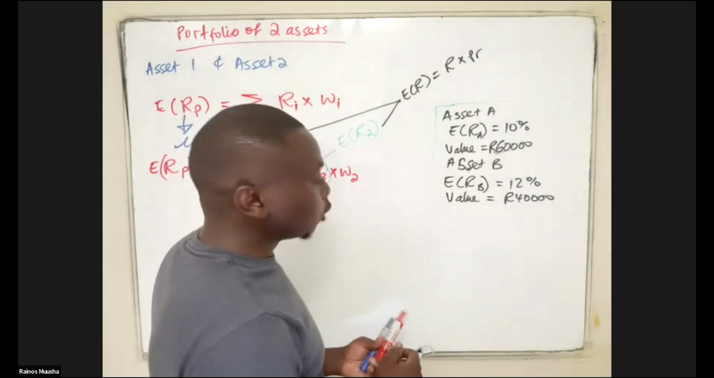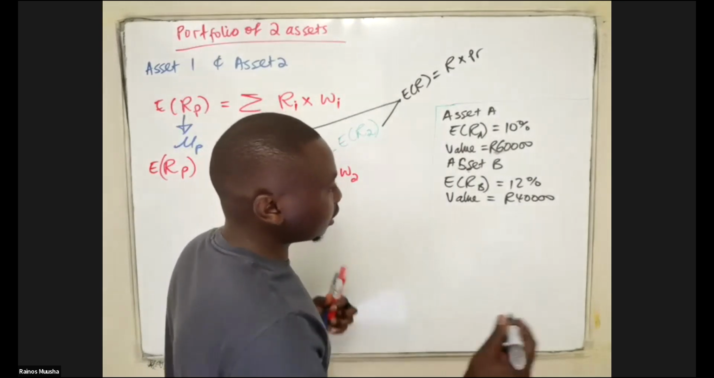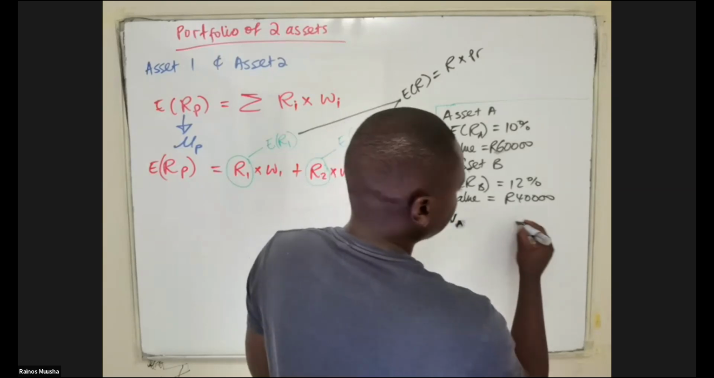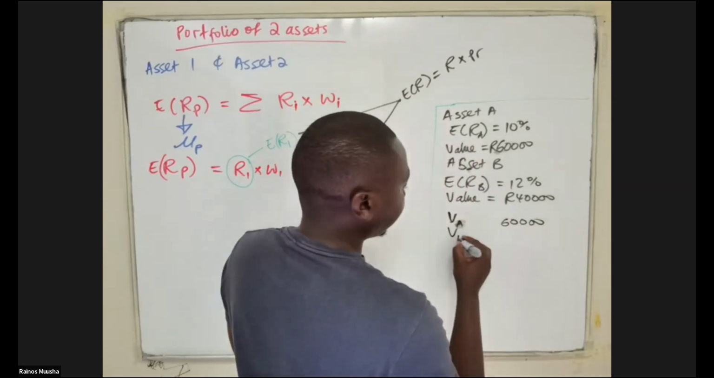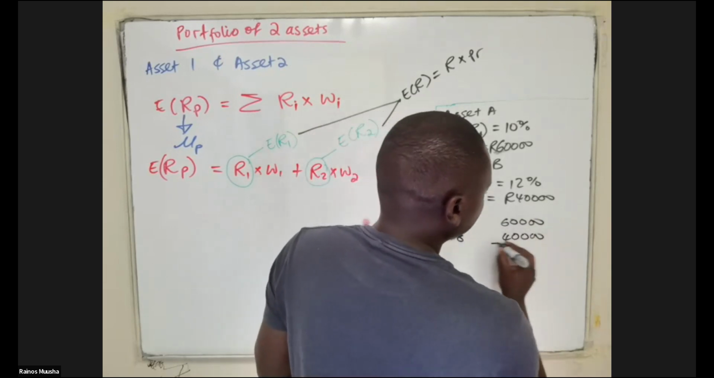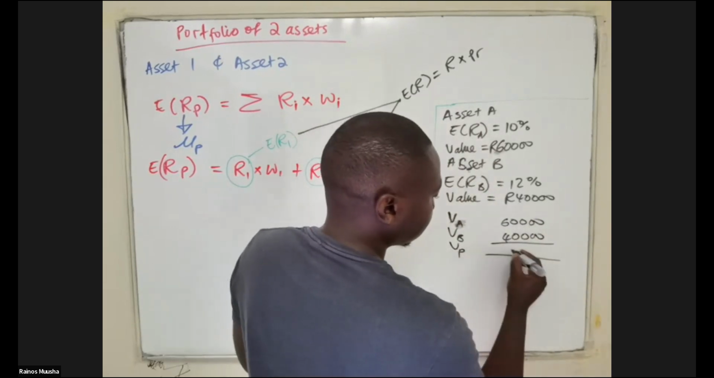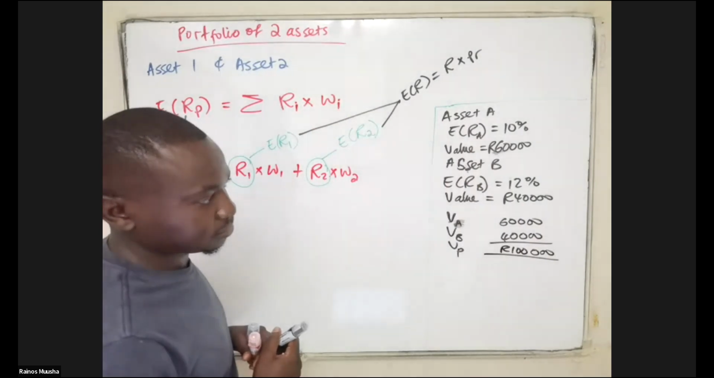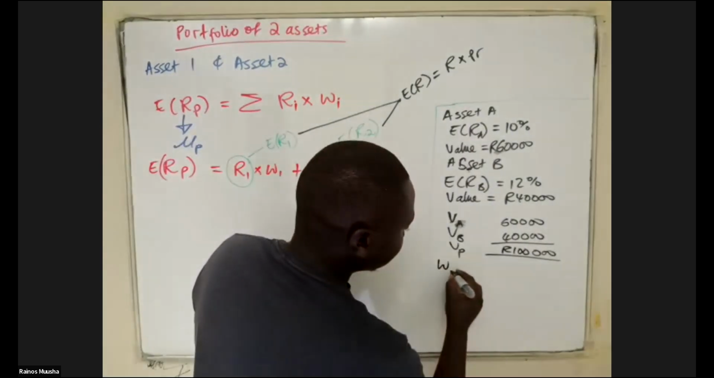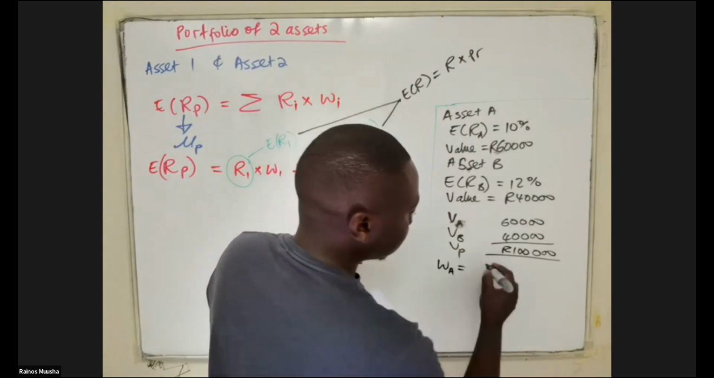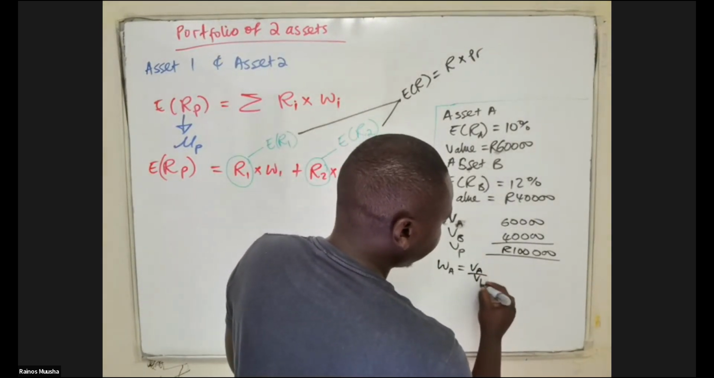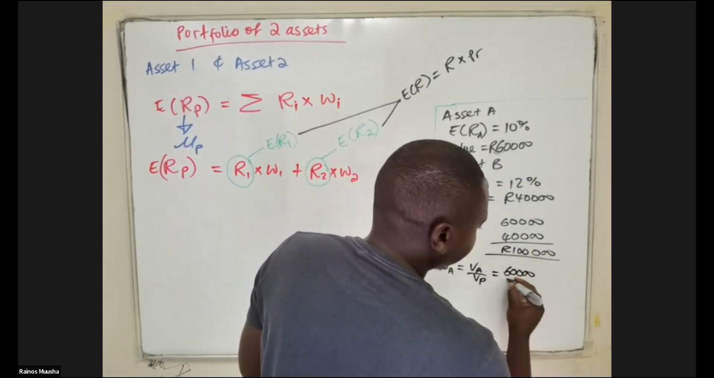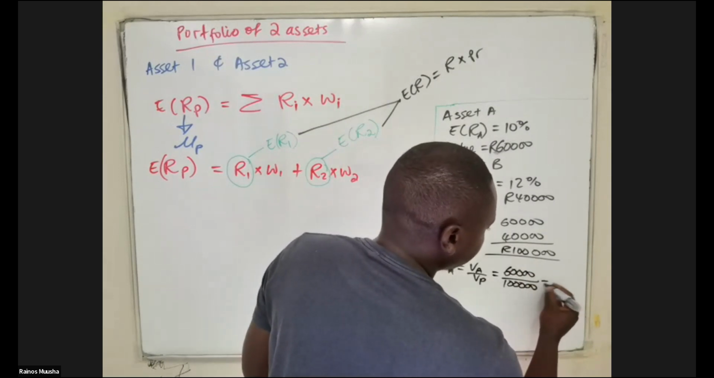So to determine the weight of each asset, you're now going to say the value of asset A is equal to 60,000. The value of asset B is equal to 40,000. So the total value of the portfolio is equal to 100,000. Are we on the same page? So which means the weight of asset A is equal to the value of investment in asset A over the value of the portfolio, which in this case is 60,000 over 100,000, and you get a weight of 0.6.